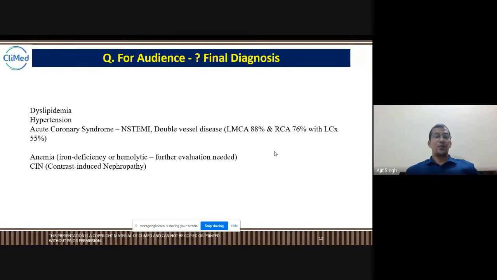So that's why we are saying it could be contrast induced nephropathy, which will vanish in 5 to 10 days or a maximum of a month. We have to give certain drugs, sodium bicarbonate, for a few days. It will be fine. Okay, so this is the final diagnosis, guys: dyslipidemia, hypertension, acute coronary syndrome, anastomy, double vessel disease with LMCA and RCA, anemia, and CIN, contrast-induced nephropathy.